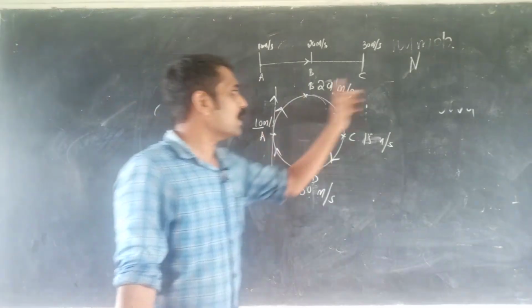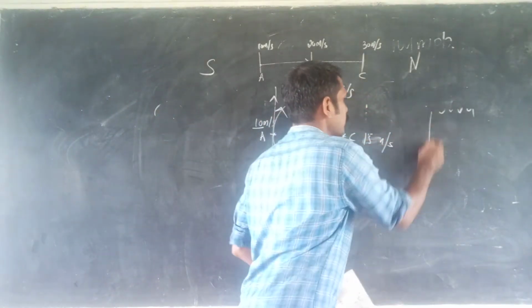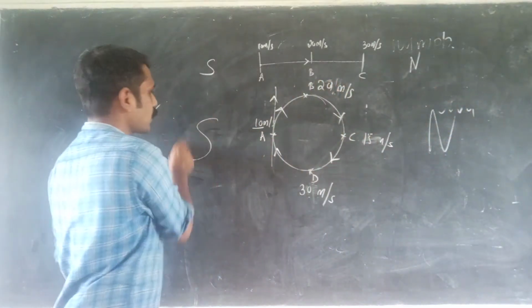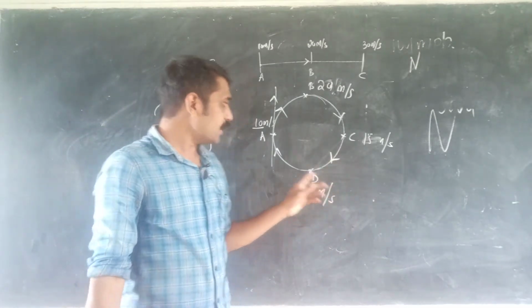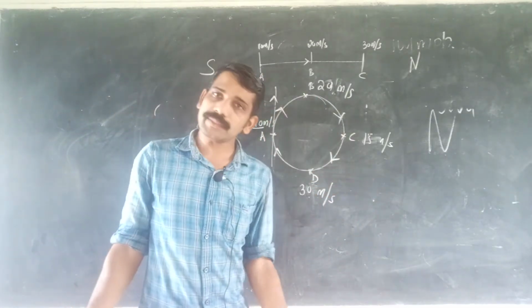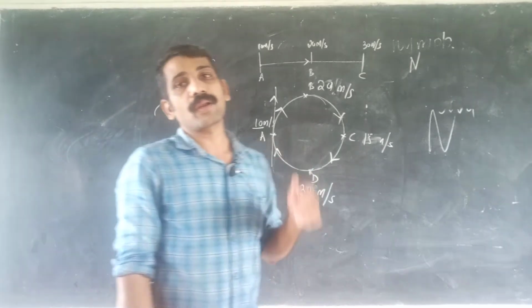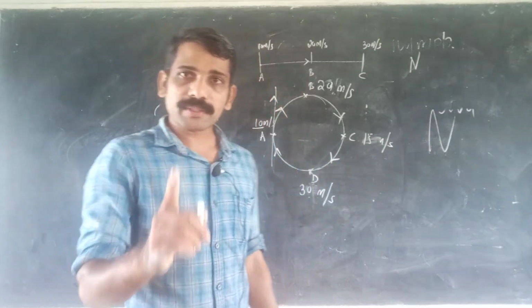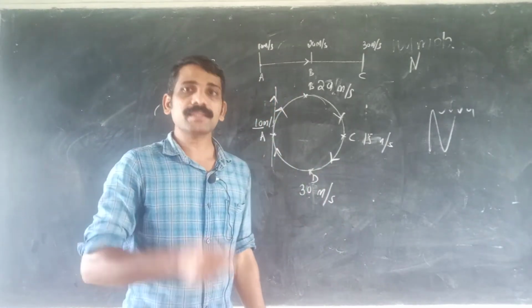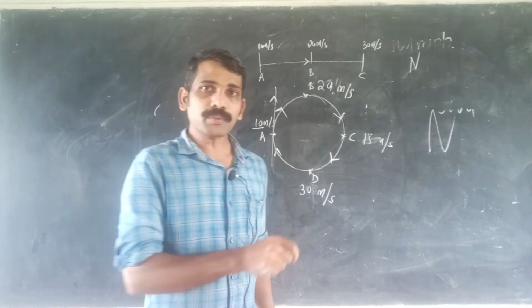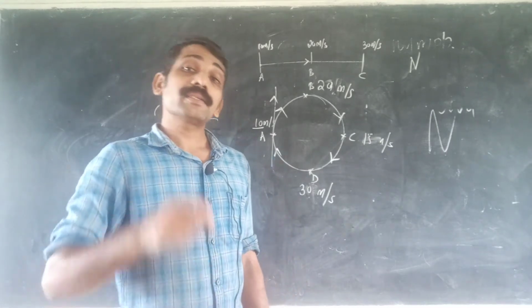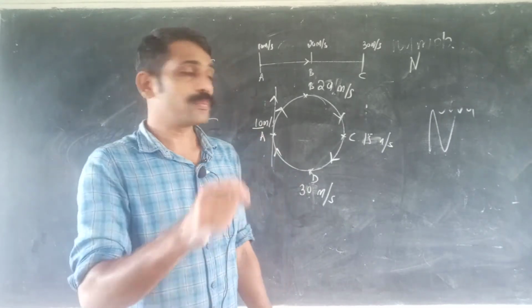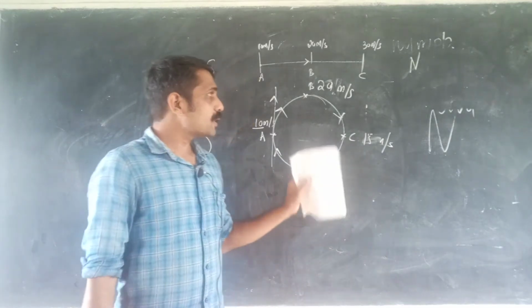Suppose this is south and this is north. This is north and this is south. Direction changes. Here both magnitude and direction change, so the velocity changes. Velocity changes if direction changes, velocity changes if magnitude changes, and velocity changes if both change. So these are about the velocity.